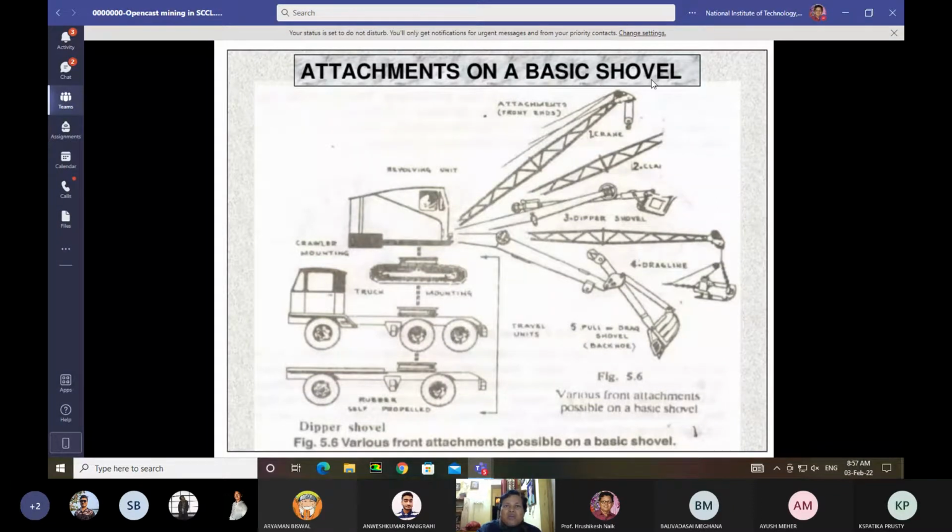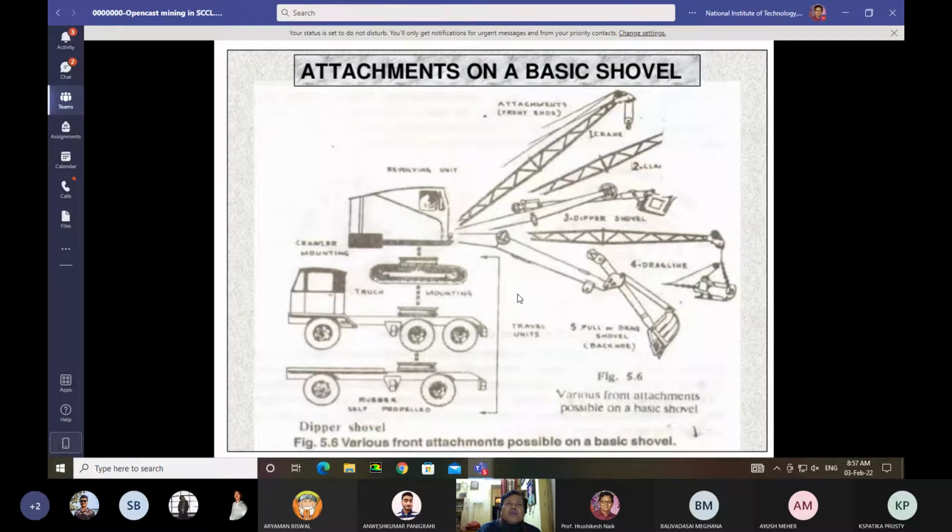So what is a shovel? This is the machine which is called a shovel, and this is the bucket of the shovel. This shovel will load the material to the dumpers. These are the booms of the shovel, and this is the operator cabin where the operator is sitting and operating the machine. So these are the attachments on a basic shovel.